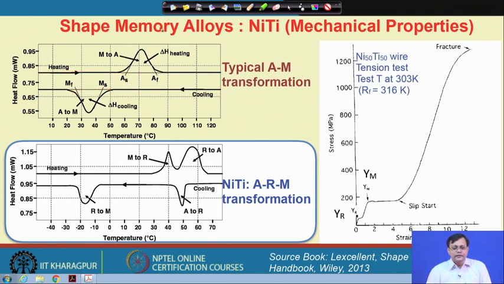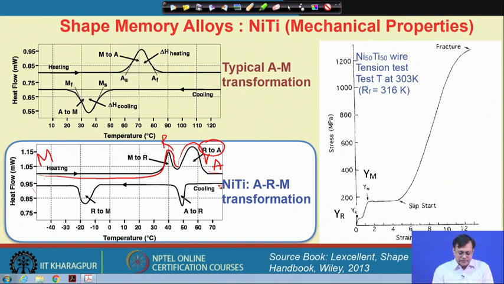So, this is a very typical austenite-martensite transformation sequence. On the other hand, if we take a nickel titanium and the R phase is promoted to form by a little addition of aluminum and iron, as I have discussed earlier, then you will see a slightly different DSC curve. Here, please have a look, I start with martensite, and this martensite actually transforms into R phase first, and then the R phase transforms into austenite, and then here I have 100% austenite.